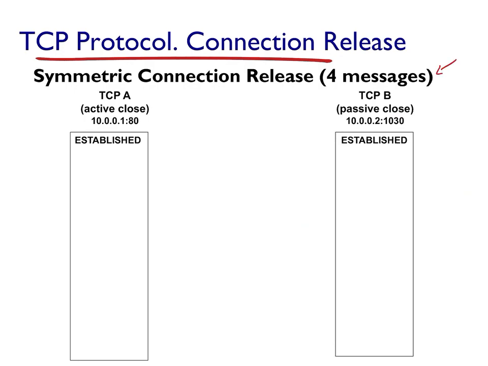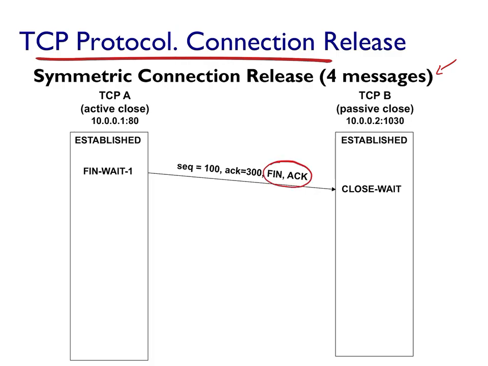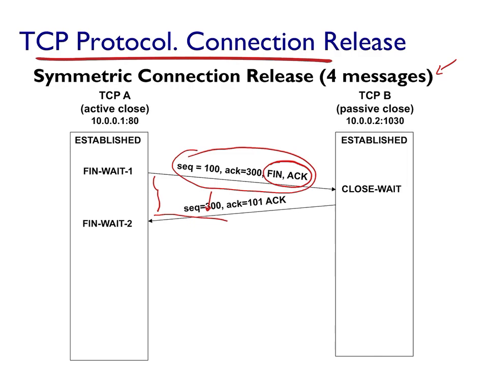Let's see the difference between 3 and 4 messages. In this case, the server is slow. B receives the invitation to disconnect, but it is not prepared to disconnect for the moment. It is talking with the application, and the application is a little bit slow. So, in order to not force a retransmission of the same segment here, B must send a simple ACK: okay, I have received your segment, but I'm waiting for my application.